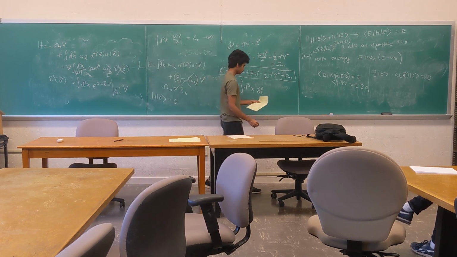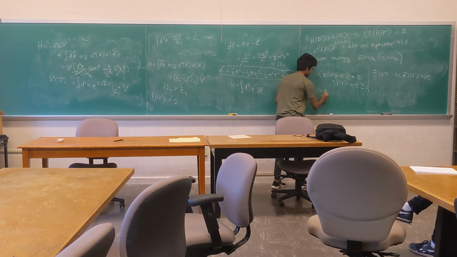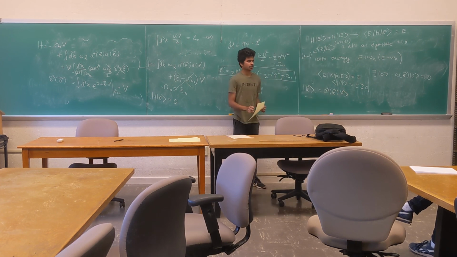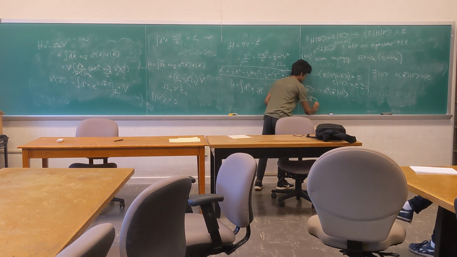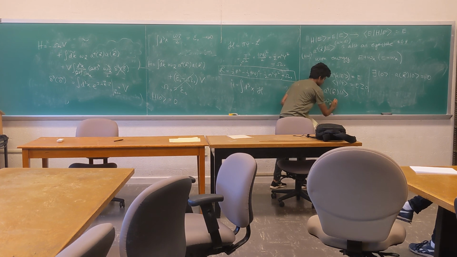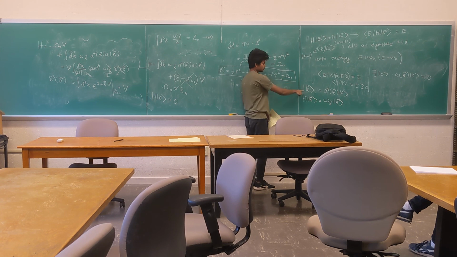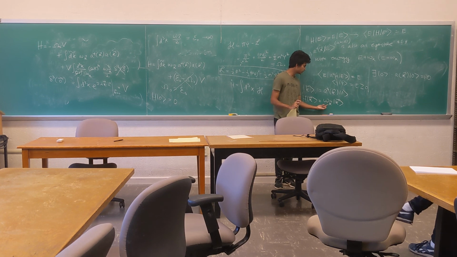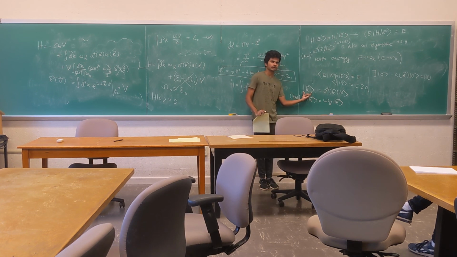Now you define the state k as A dagger of k acting on 0, and I leave it to you as an exercise to show that the energy of k defined this way is just omega k. This omega k is nothing but the square root of k vector squared plus m squared. So we interpret this k as a single particle state.